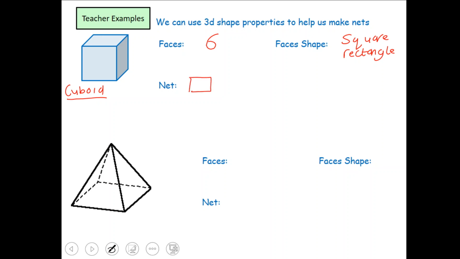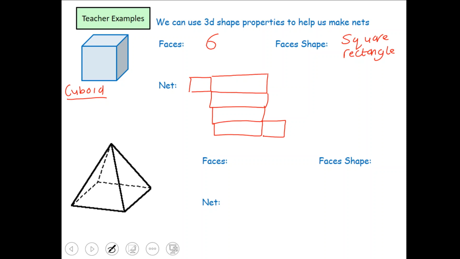And this is the net for it. That is the net for a cuboid. Next shape, same question: faces, faces shape and net.